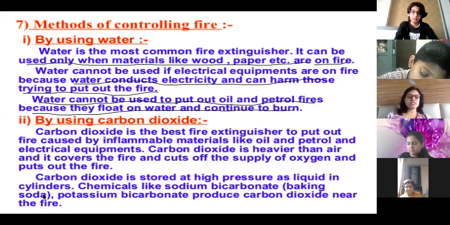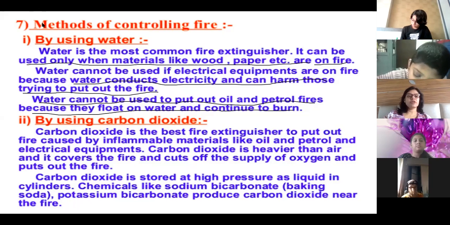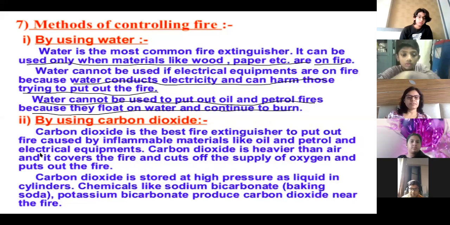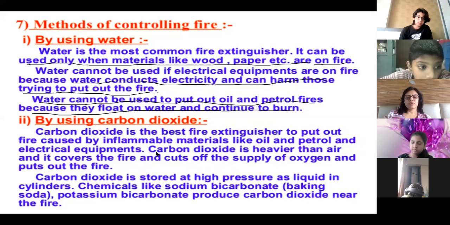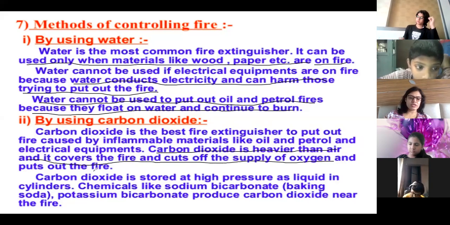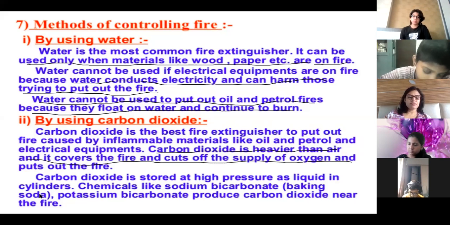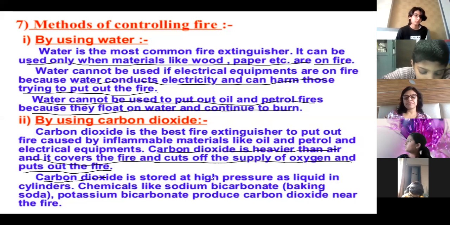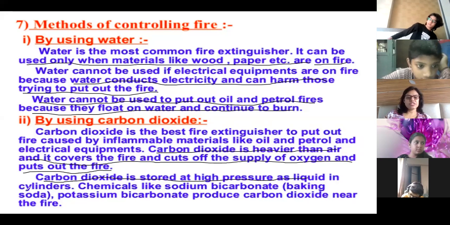And the second point is by using carbon dioxide. How do we control fire using carbon dioxide? You have to write: carbon dioxide is heavier than air and it covers the fire and cuts off the supply of oxygen. We already discussed this in the previous class. So just write down whatever I have underlined. Carbon dioxide is stored at high pressure as liquid in cylinders.